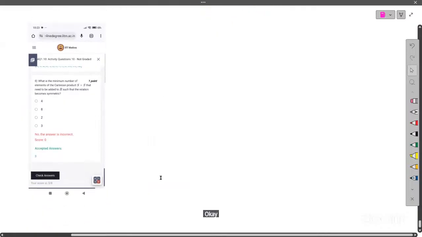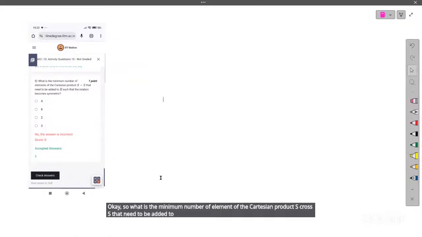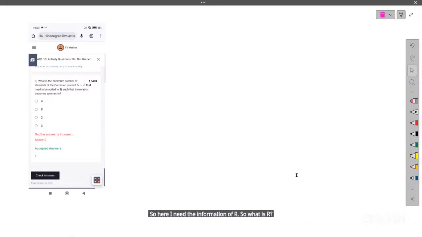Okay, so what is the minimum number of elements of the Cartesian product S cross S that need to be added to R such that the relation becomes symmetric? So here I need the information of R. So what is R? I think this belongs to the question.